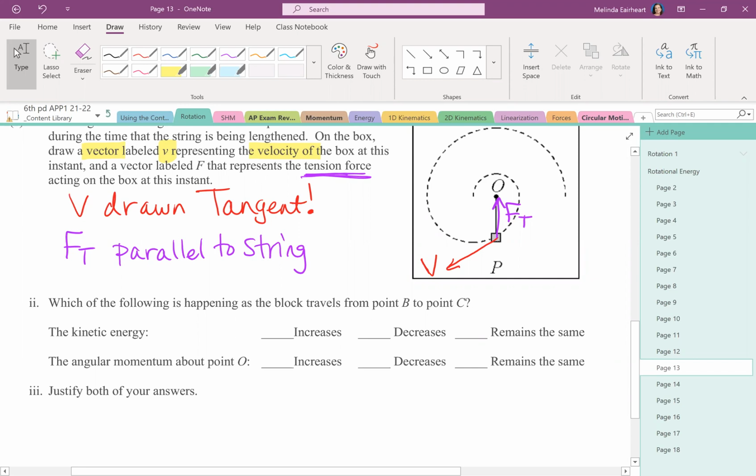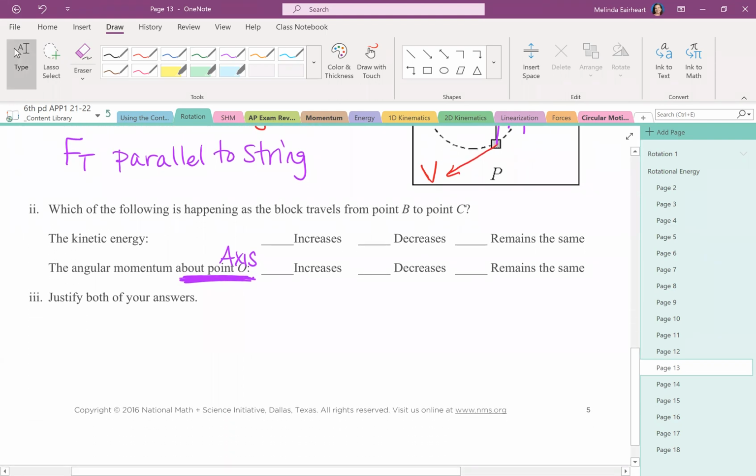And then what's going to happen to the angular momentum? And notice they say about point O. What are they telling us there? Point O is the what? It's the axis, the hinge, the axis of rotation, the fulcrum, right? So we're going to measure lever arms from there. And so before we check any boxes, let's do the kinetic energy.